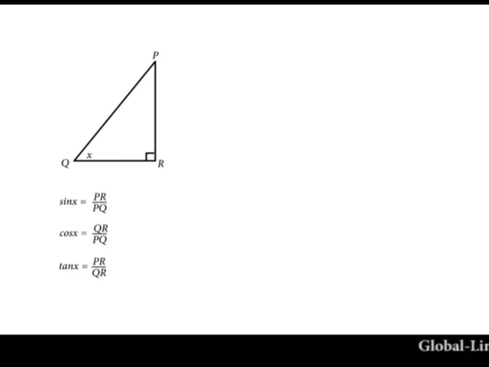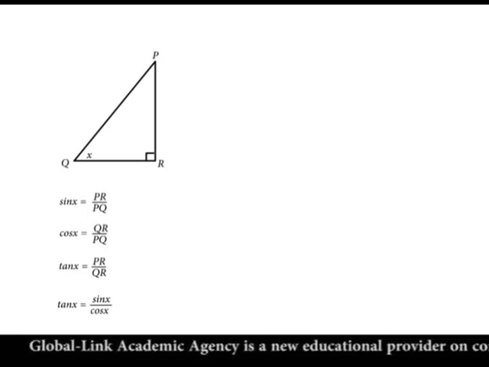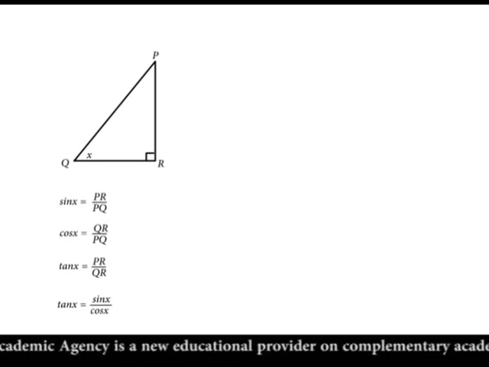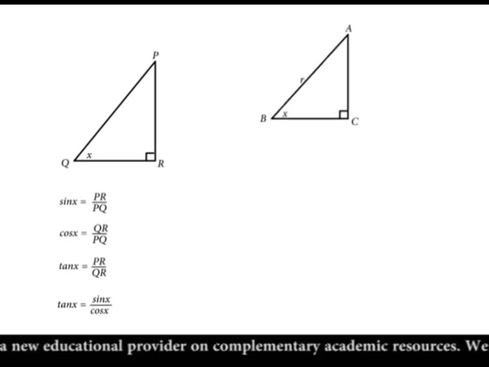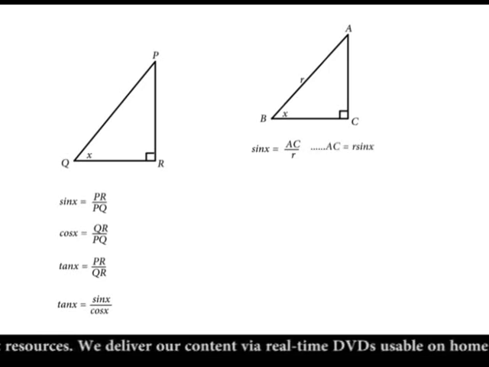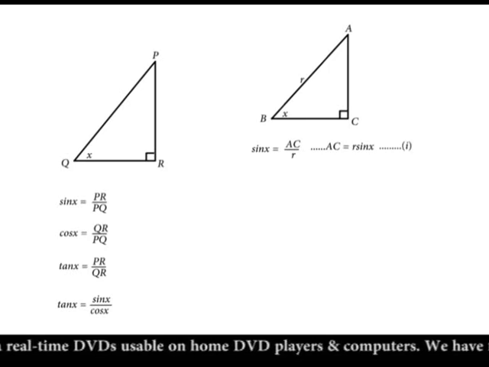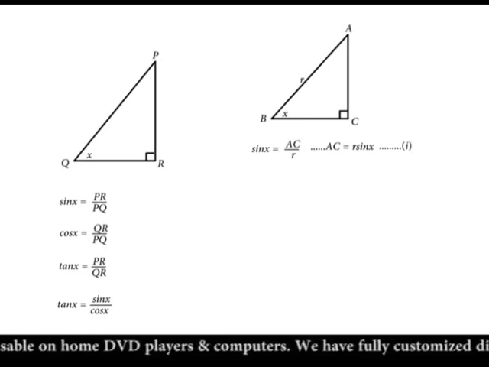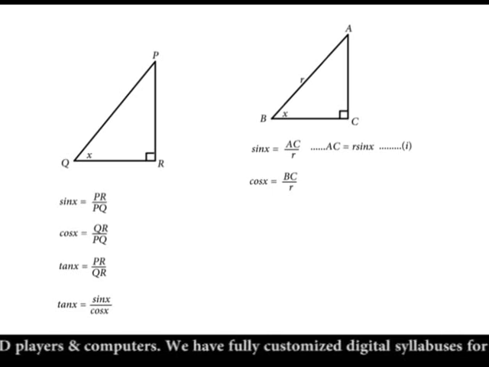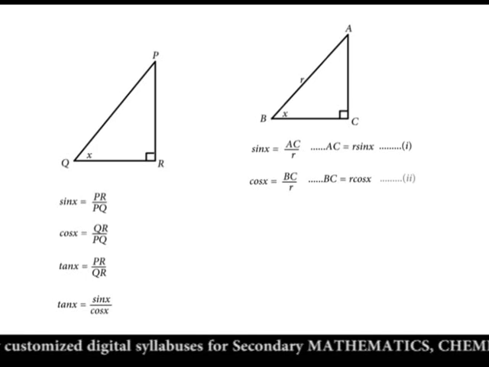We also know that tan X is equal to sin X over cos X. We now want to derive a more complex relationship of these trigonometric functions. Considering this smaller triangle ABC, sin X is equal to AC over R, and therefore AC is equal to R sin X. That's simple cross multiplication. We call that equation 1. Equally, cos X is equal to BC over R, and therefore BC is equal to R cos X, and we call that equation 2.